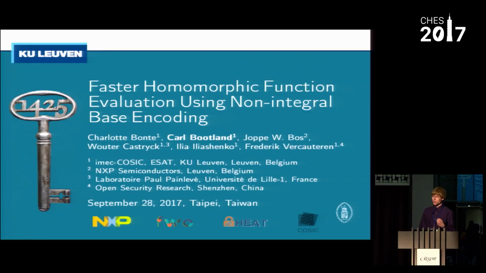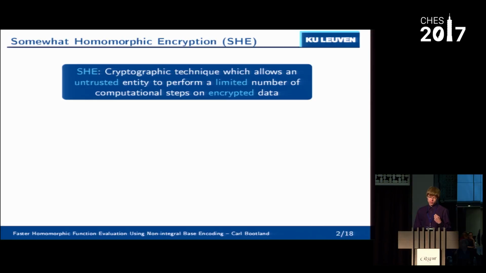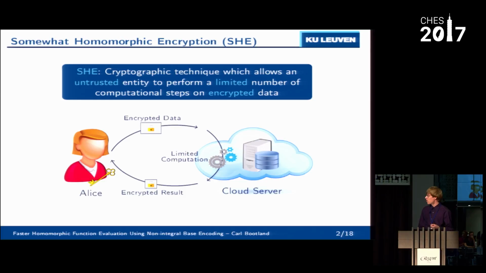So, to begin with, the setting we're looking at is somewhat homomorphic encryption. This is a cryptographic technique which allows some untrusted third party to perform a limited number of computational steps on encrypted data. So, what does this look like in practice? Well, suppose Alice has some sensitive data. She would like to compute some function on her data. But instead of doing this herself, she would like to outsource this to the cloud, for example.